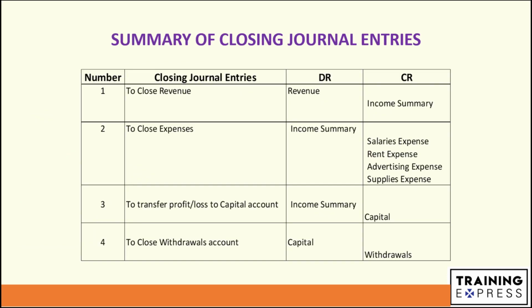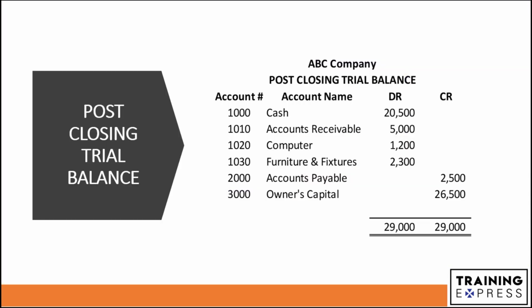Let's look at the summary of these closing journal entries. First of all, we closed our revenue account, revenue debit, and income summary credit. Then we closed our expense accounts. Income summary was debit, and salaries expense, rent expense, advertising expense, and supplies expense was credit. Third entry which we did was to transfer the profit or loss to the capital account. In this example, we earned a profit. So income summary debit, capital credit. And the last entry was to close the withdrawals account. Capital debit, withdrawals credit.